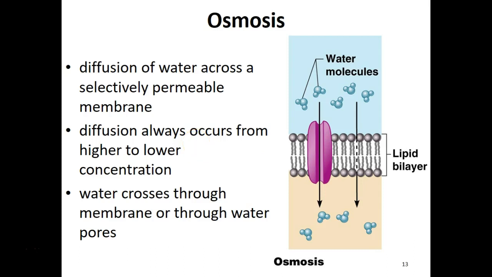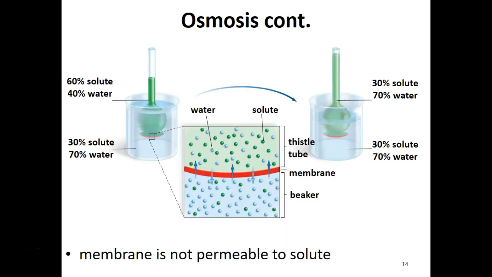Osmosis is the diffusion of water across a selectively permeable membrane. And again, we're moving water from higher to lower concentrations, and typically water moves through aquaporins, but it can move directly through the lipid bilayer as well. Osmosis moves from higher to lower concentrations of water until you have equal water to solute ratios on both sides.